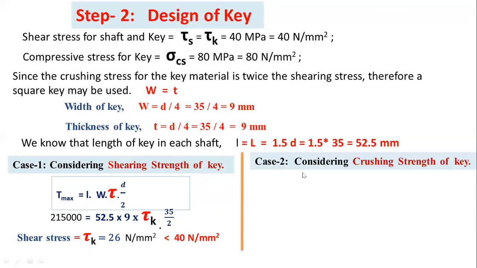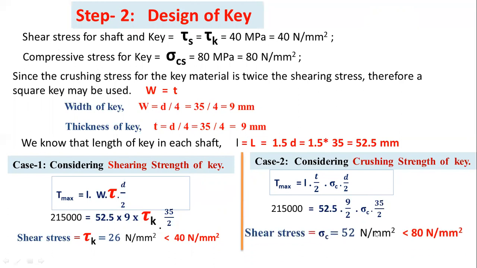In a similar way, you have to consider the crushing strength of the key. This is the formula for crushing strength of the key. In this equation, you have to substitute the value of maximum torque, length of the key, thickness of the key, and radius of the shaft. After substituting these values, you can get the value of crushing stress induced in the key material. So sigma c equals 52 megapascal.